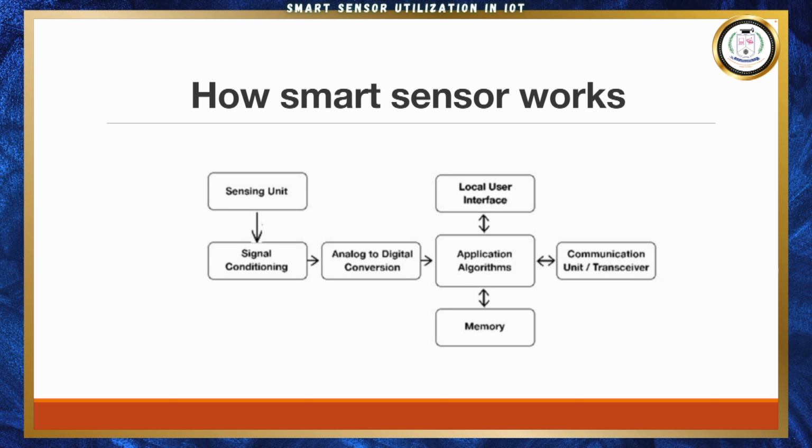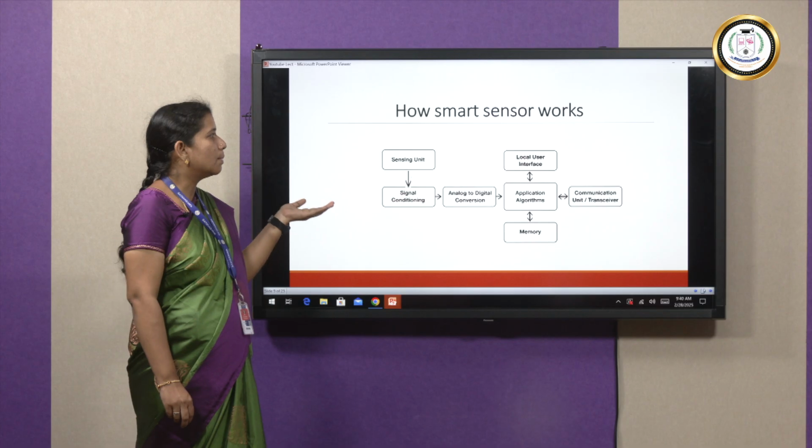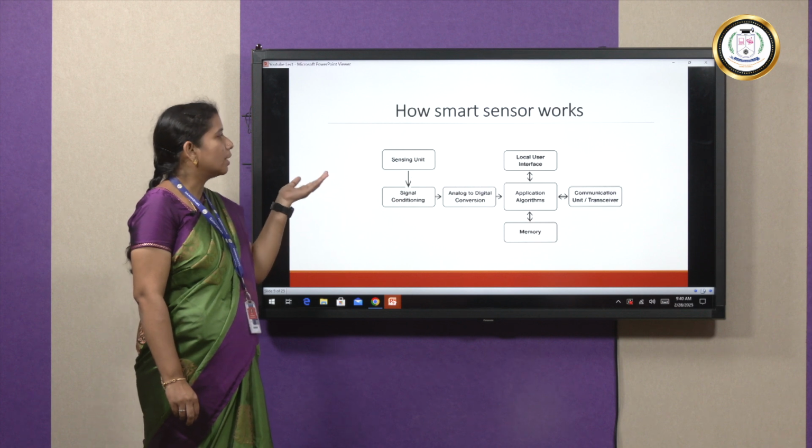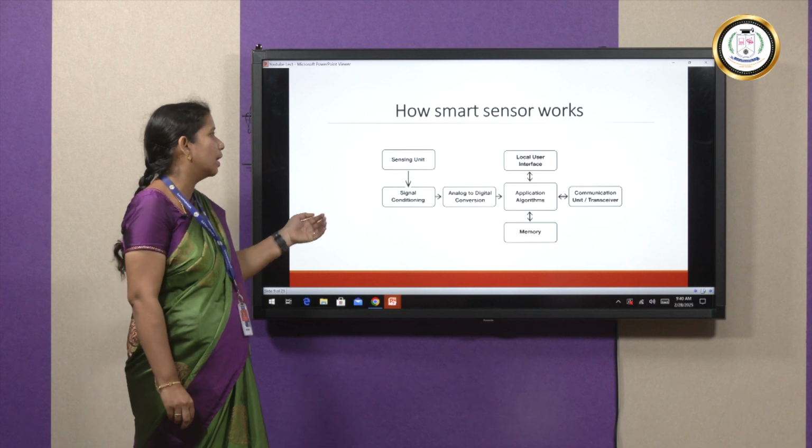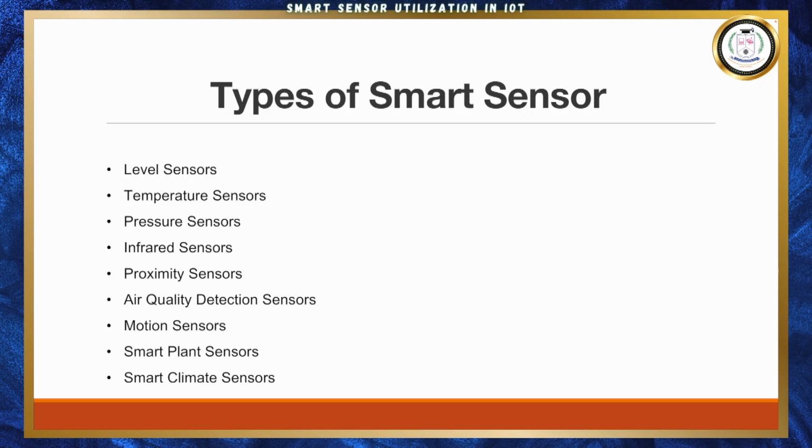Here we have a local user interface, shortly called LUI, which is a panel-mounted one where the user can interact with the system, and we have a memory where we can store all our data. Next, we are going to see what the different types of smart sensors are.